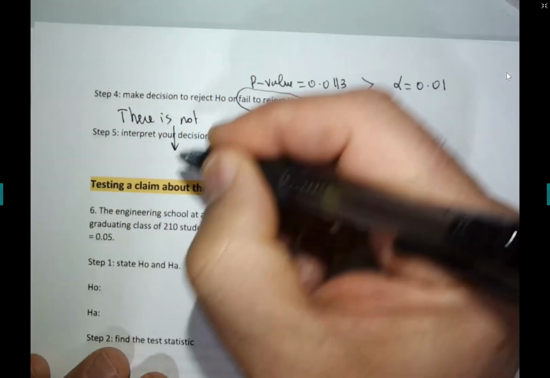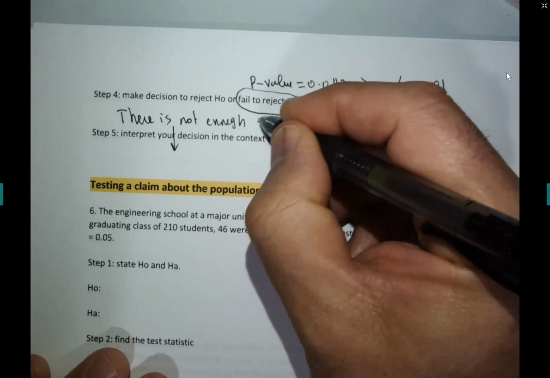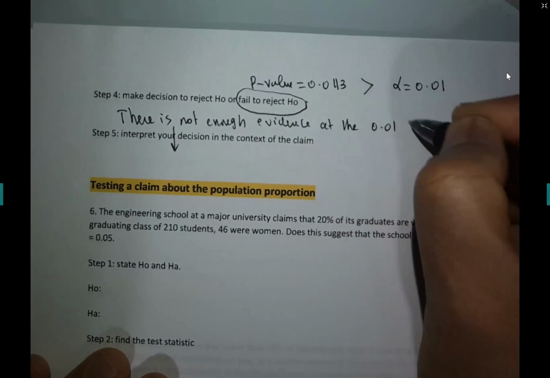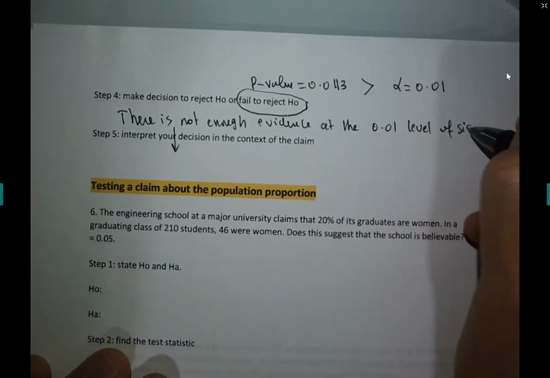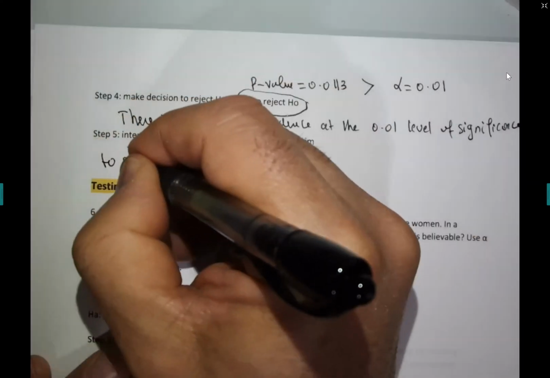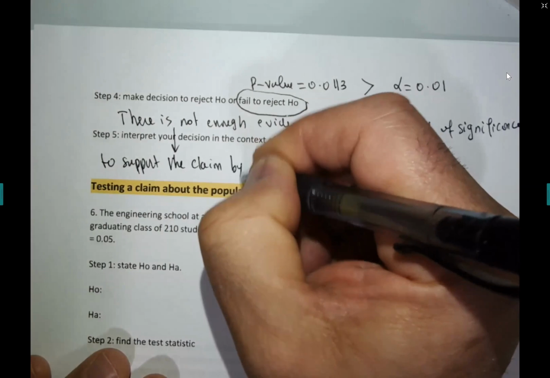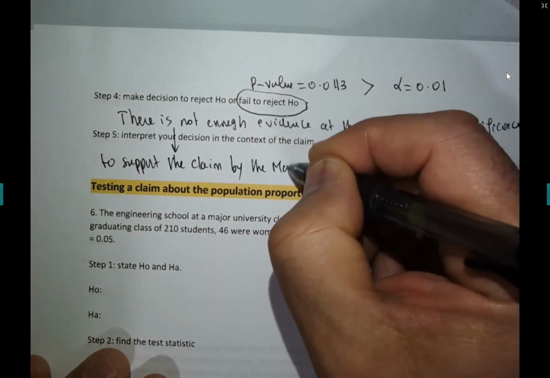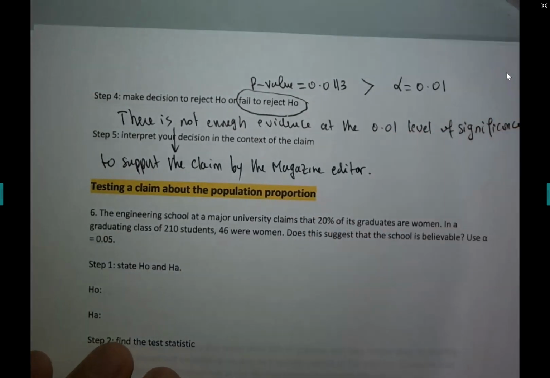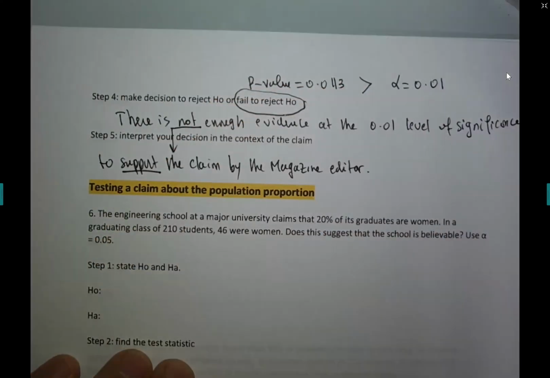Oops, right here. Failed to reject. There is not enough evidence at the 0.01 level of significance to support the claim by the magazine editor. We cannot support the claim. You see, there is not, and the word support, guys, when the claim is in HA.